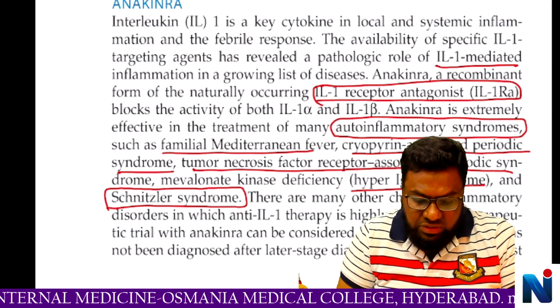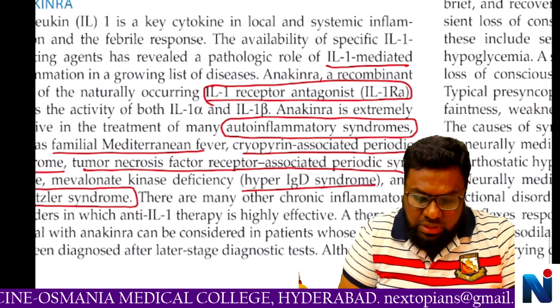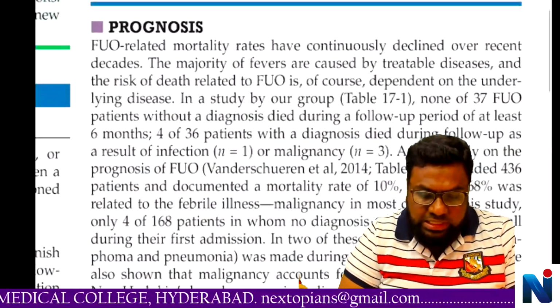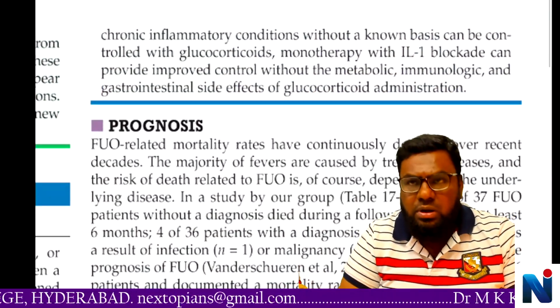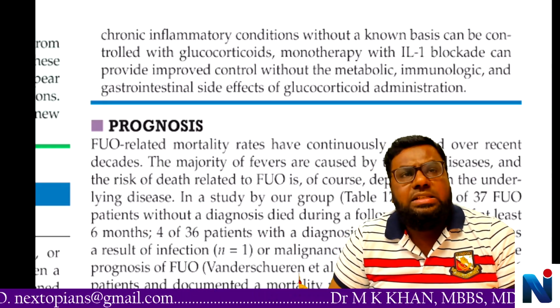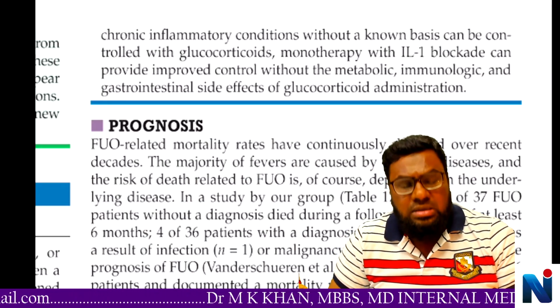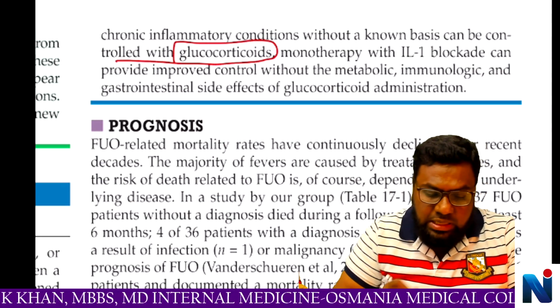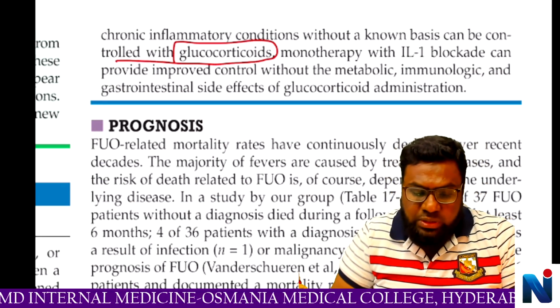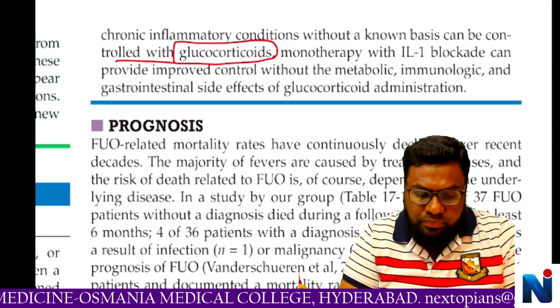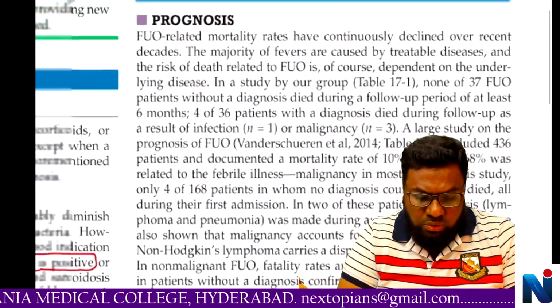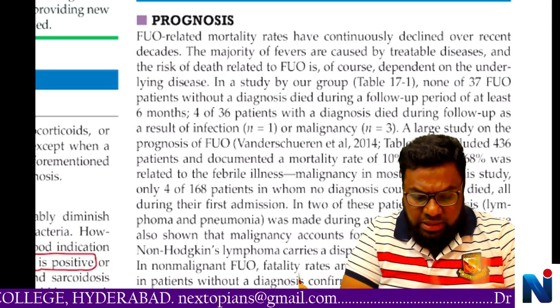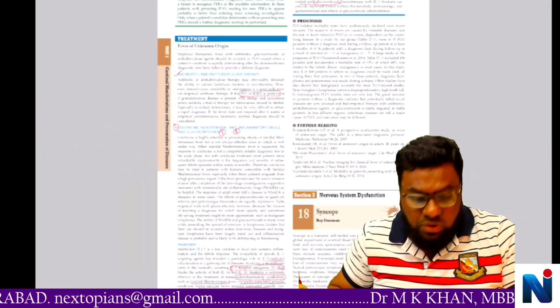I already discussed these syndromes. All right, so these are all the inflammatory causes, almost all chronic inflammatory conditions without a known basis, which are controlled by glucocorticoids, is it not? Then monotherapy with IL-1 blockade can provide improved control. Remember this point, right? So this completes the topic of pyrexia of unknown origin. Thank you.